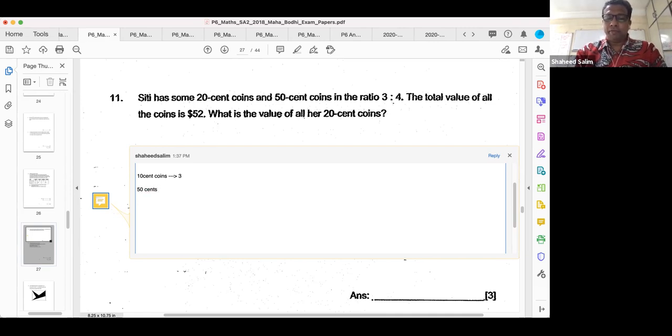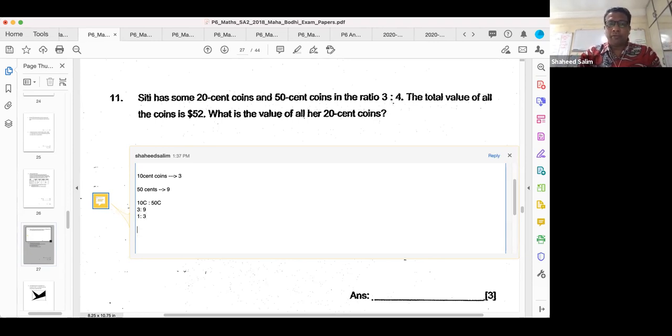Okay, give me a bigger number for 50-cent coins. How many 50-cent coins? I want it to be a multiple of 3. 12 can? 9. Okay, 9. So what? Let us compare now, 10 cent to 50 cent. What is the ratio? 3:9. Then they reduce, get 1:3, correct?